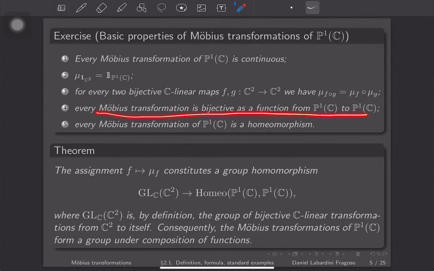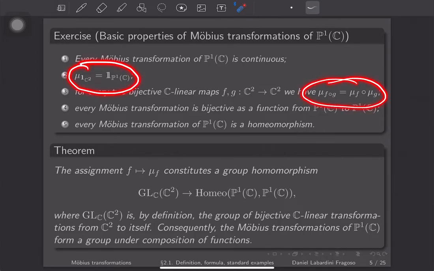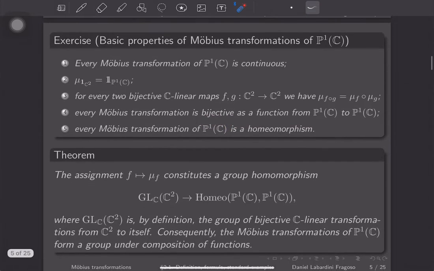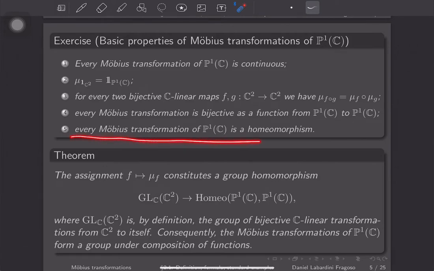Möbius transformations are bijective. What would be the inverse of a Möbius transformation? For sure, it's the Möbius transformation associated to the inverse of the original bijective linear map. So every Möbius transformation is bijective. Combining the first four properties, one obtains that every Möbius transformation is a homeomorphism: it's continuous and bijective, its inverse is also continuous, so it's a homeomorphism. So I sketched the solution of this exercise, which you have to hand in next week.